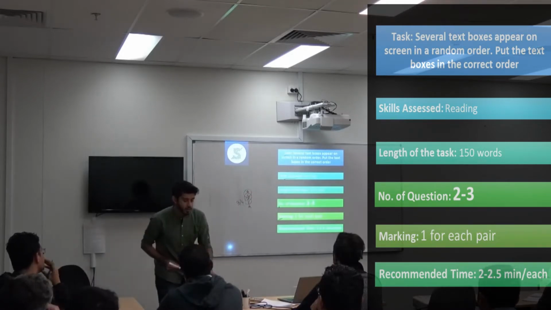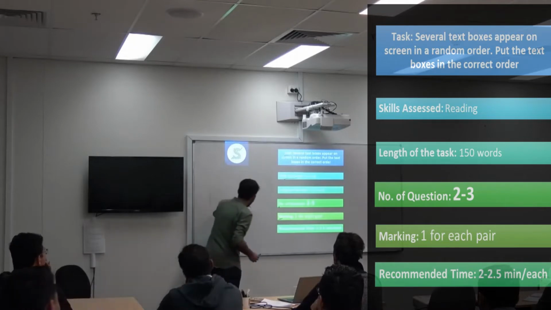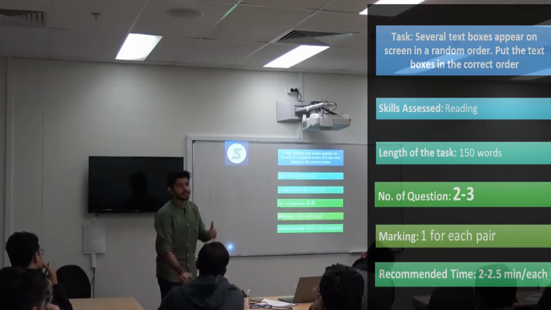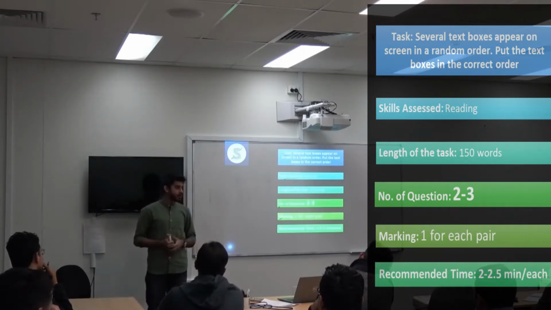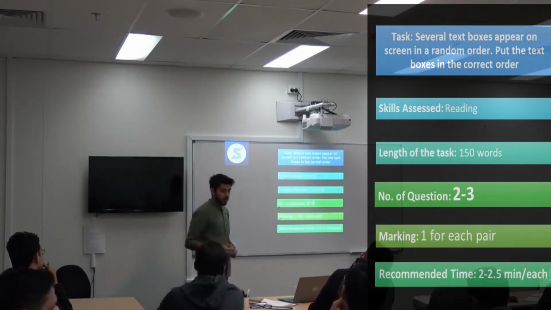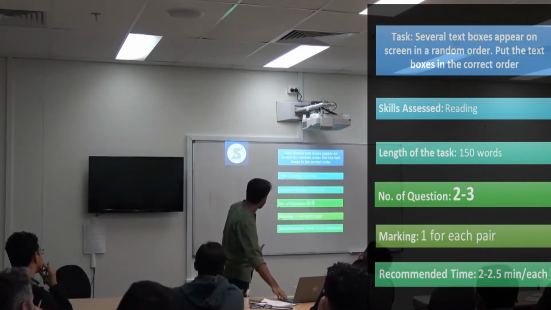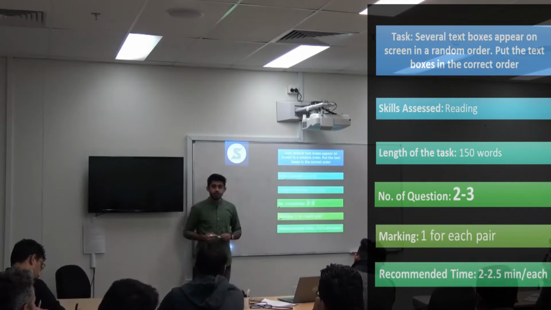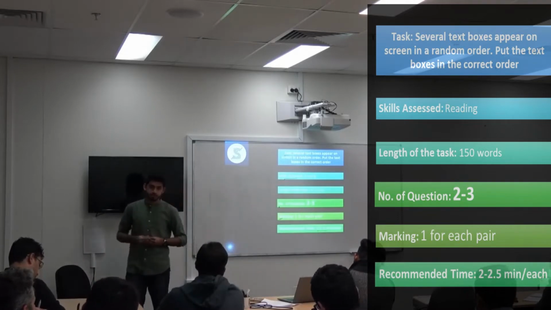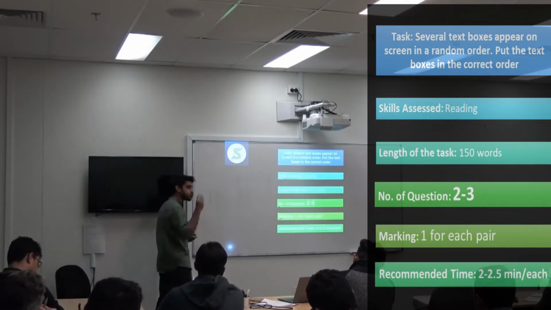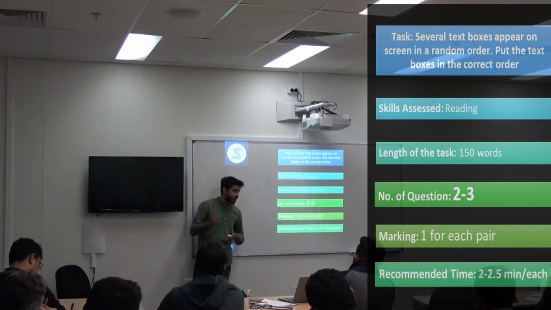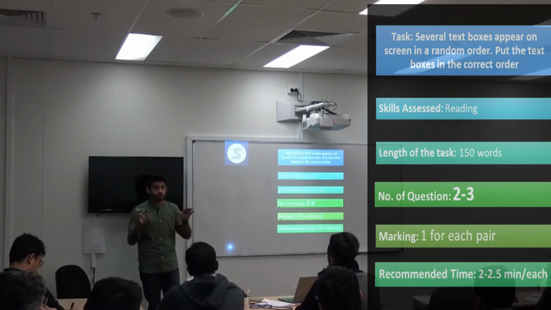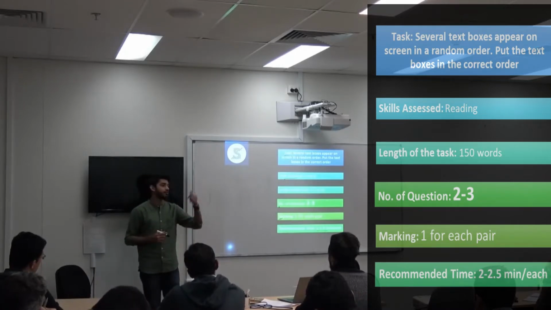Alright? So what is our objective? Our objective is to get the pairs correct, rather than looking for the position of the sentence. The recommended time to solve each question is 2 to 2.5 minutes. That means if you have 3 questions, you should not take more than 2 to 2.5 minutes to solve each question. Not all of them, each question, 2 to 2.5.